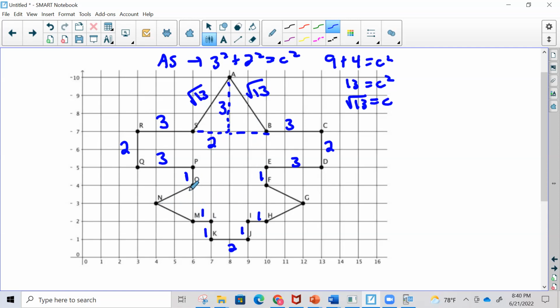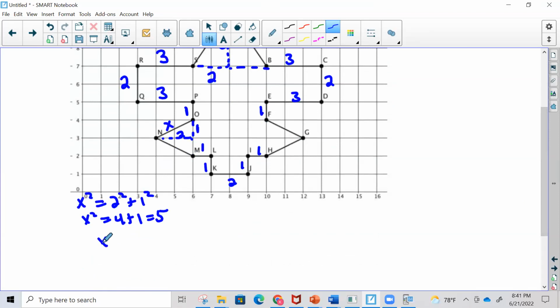So then these 4 segments, NO, NM, FG, and HG are all equal. We can find one using the Pythagorean theorem, pick whichever one you want. So this is 1, this is 2. If I call this X, we would do X squared equals 2 squared plus 1 squared. X squared equals 4 plus 1, which is 5. So we have X squared equals 5, and we take the square root of 5 to get X. So we have X equals the square root of 5. So these would all be the square root of 5. This one.